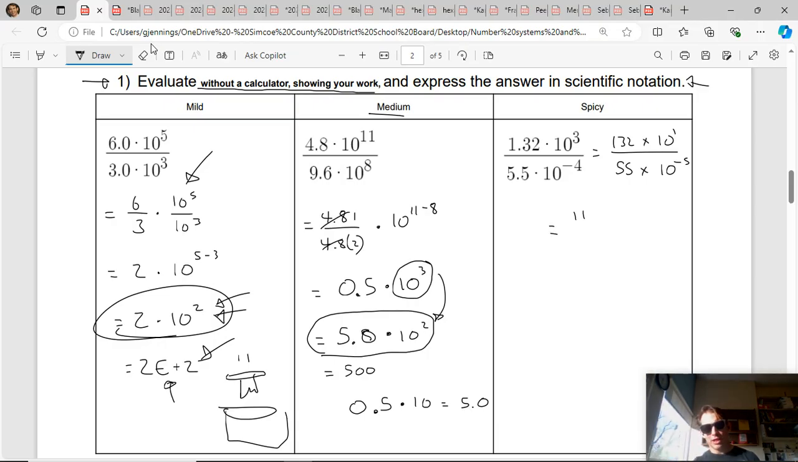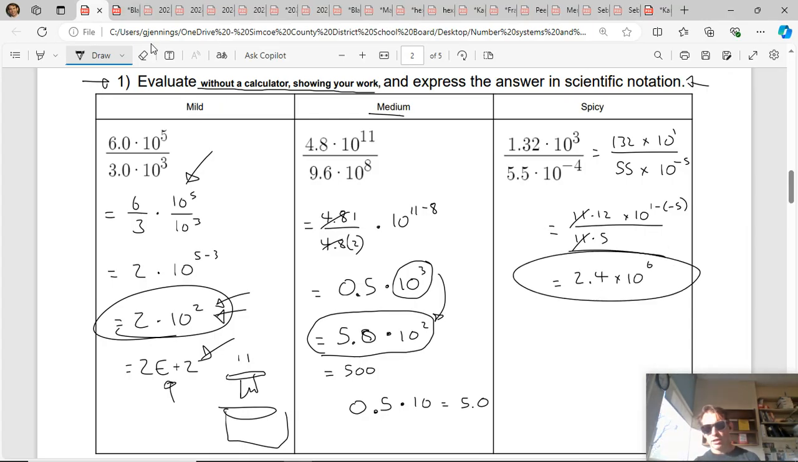132 is the same thing as 11 times 12. And 55 is the same thing as 11 times 5. And then I've got times 10 to the 1 minus 5. Okay, so this cancels, and I've got 12 divided by 5. 12 divided by 5 happens to be 2.4 multiplied by 10 to the 6. I think that's right. Let's see if I'm right.